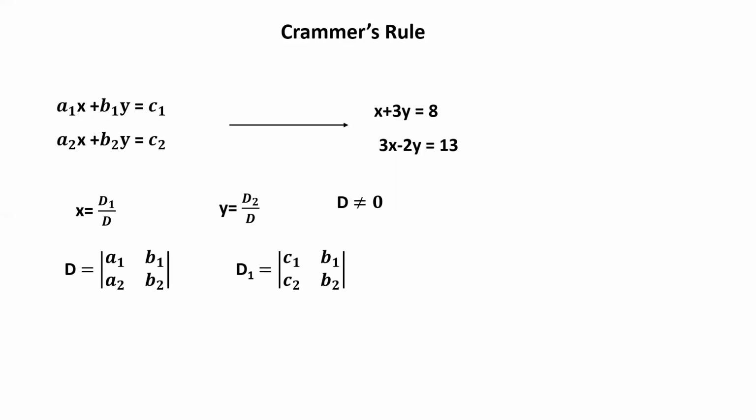Next, d1 uses c1 and c2. Let's look closely at what I did here. I just replaced the coefficients of x by the constants. So I replaced a1 a2 by the constants c1 and c2, and b1 b2 stay the same. No need to change that. Again, I repeat, in order to get d1, you have to replace the coefficients of x by the constants c1 and c2. Similarly, in order to get d2, simply replace b1 and b2 by the constants, and a1 a2 stay the same. We replace b1 and b2 by the constants c1 and c2. I hope it's clear.